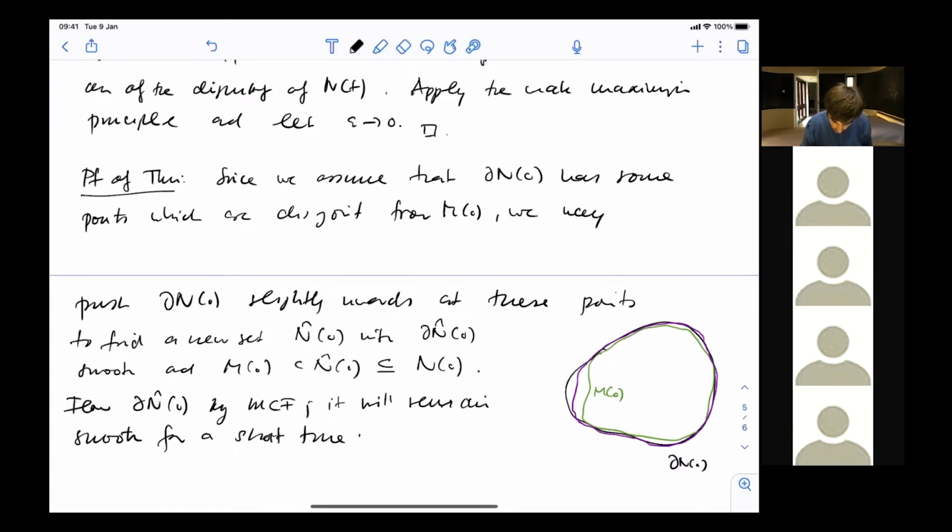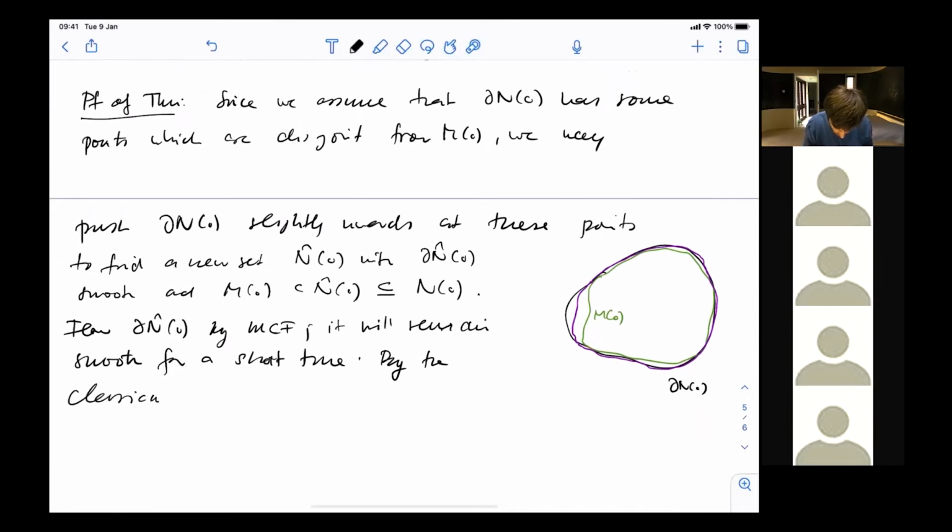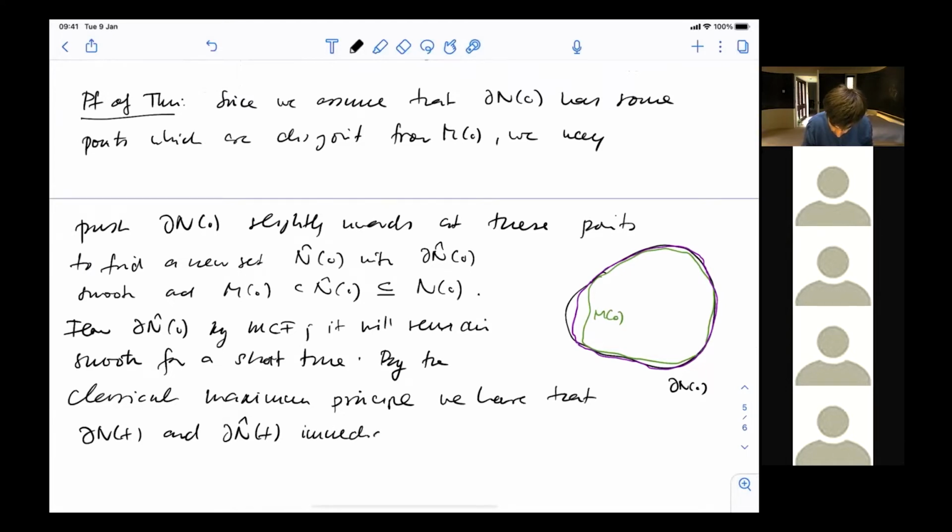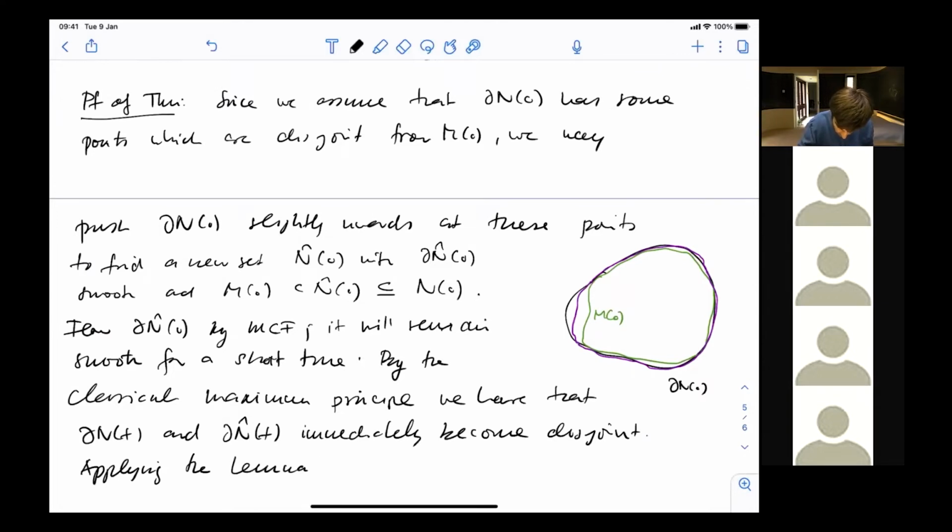For a short time, by the classical maximum principle, we have that Dn of t and Dn hat of t immediately become disjoint. It's peeling off everywhere. Then apply the lemma. Applying the lemma to N hat of t yields the result.